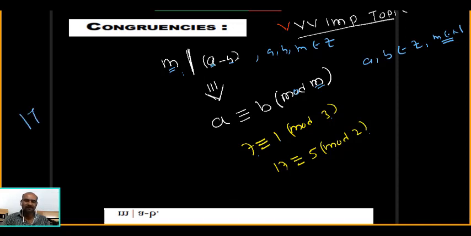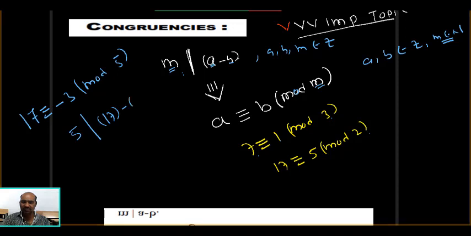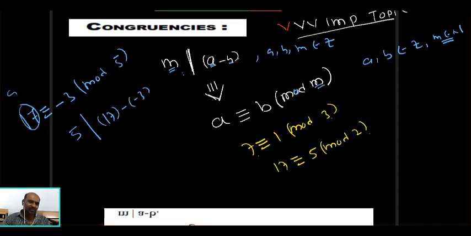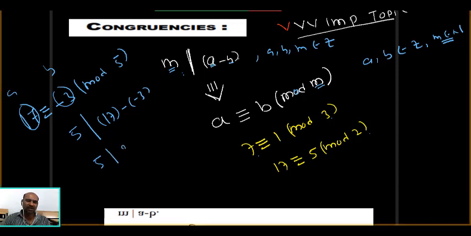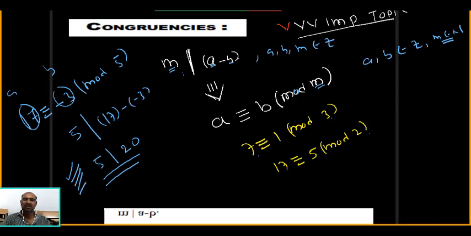17 congruent to minus 3 modulo 5. I can write this because 5 divides 17 minus minus 3, that is, 5 divides 20. Only the correct statement can be written, which means 17 is congruent to minus 3 modulo 5. A and B are any two integers and M is a natural number. So I am finalizing, this is important. Students, listen.